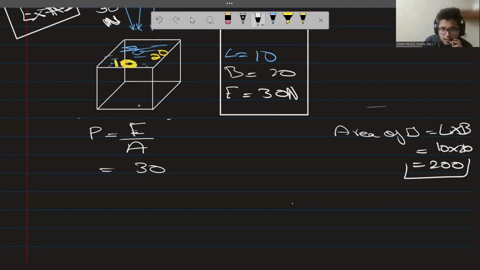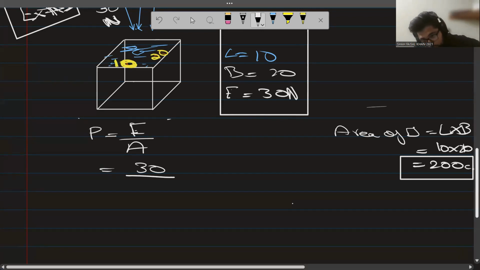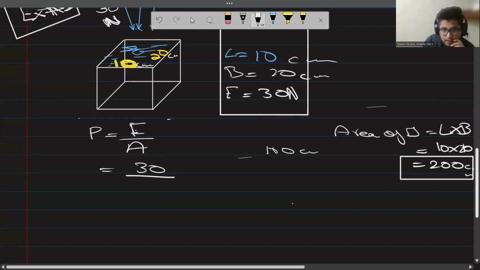So the area is 200 centimeter square. Because here the units are centimeter, let me write it. It's 200 centimeter, right? First you have to convert centimeter to meter. 100 centimeter is equal to 1 meter.